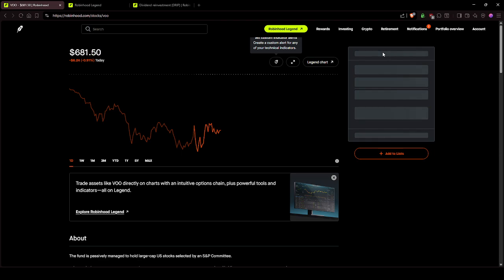To short the stock, tap on the trade button and select Sell Short. Enter the number of shares you want to short and confirm your order. Keep in mind that you are borrowing the shares to sell them at the current market price, with the intention of buying them back later at a lower price.